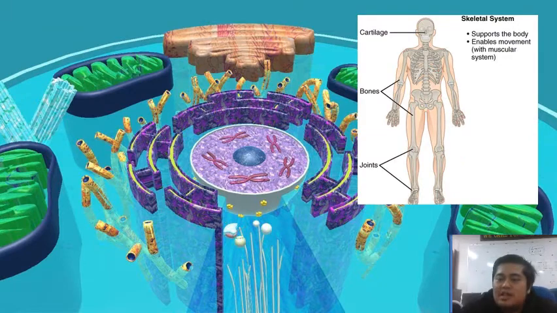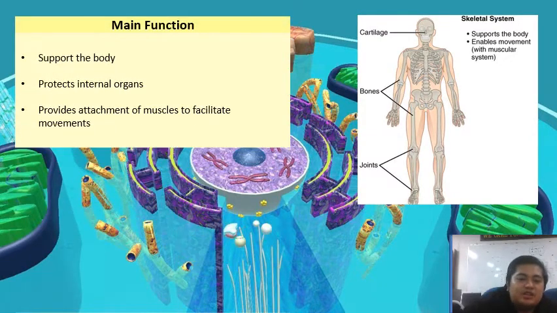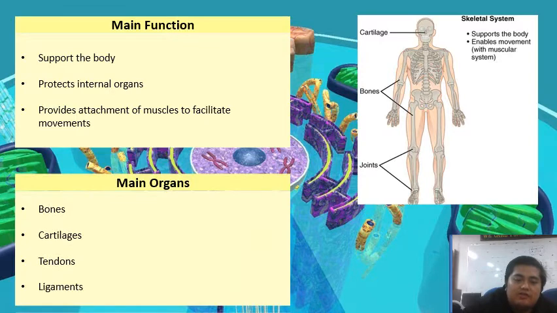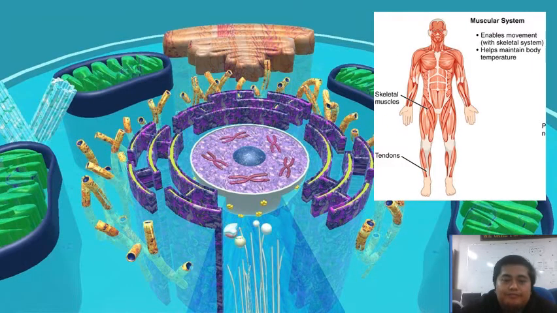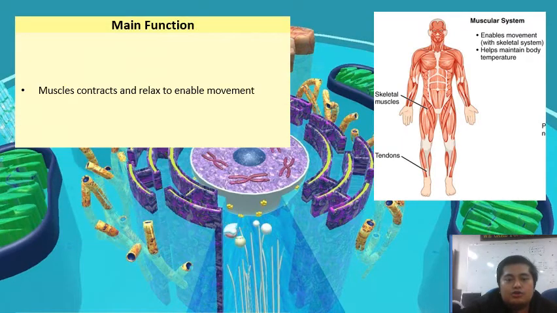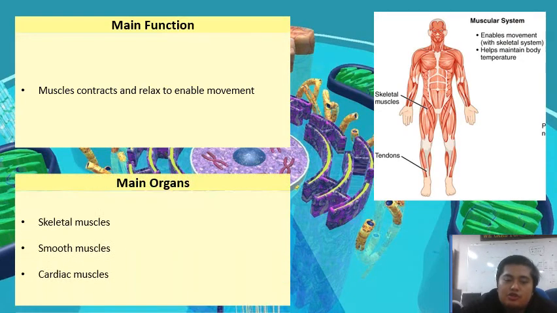Next, we have our skeletal system. So main function there is to support the body, give protection to the internal organs, and provide attachment of muscle to facilitate the movement. Organs involved are the bones, cartilage, tendons, and ligaments. Lastly, next we have our muscular system. So the muscle will contract and relax to enable the movement. So the tissues involved are the skeletal muscle, smooth muscle, and cardiac muscle tissue.